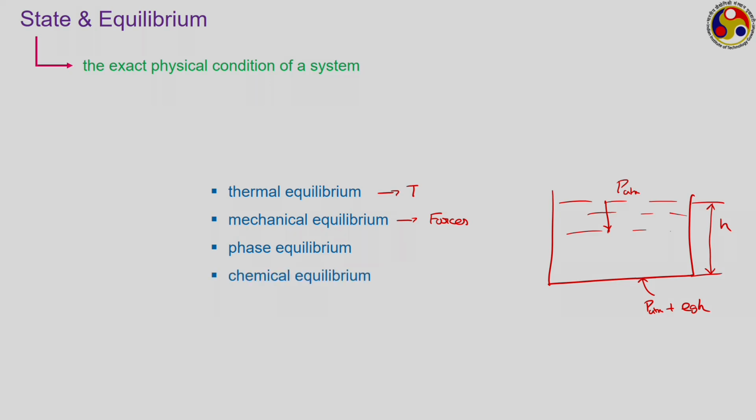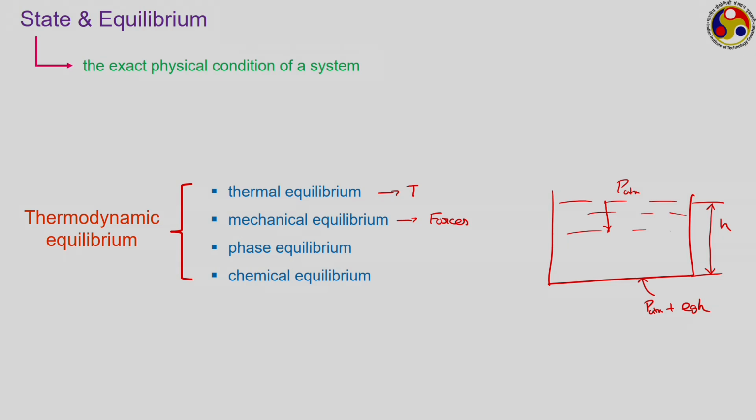And finally, chemical equilibrium refers to the chemical composition of the system remaining unchanged, that means there is no chemical reaction going on. So, there is no chemical reaction potential, and when all these are satisfied, then we call the system to be in thermodynamic equilibrium. Now, whatever you have learned in thermodynamics is always concerned with the equilibrium state.